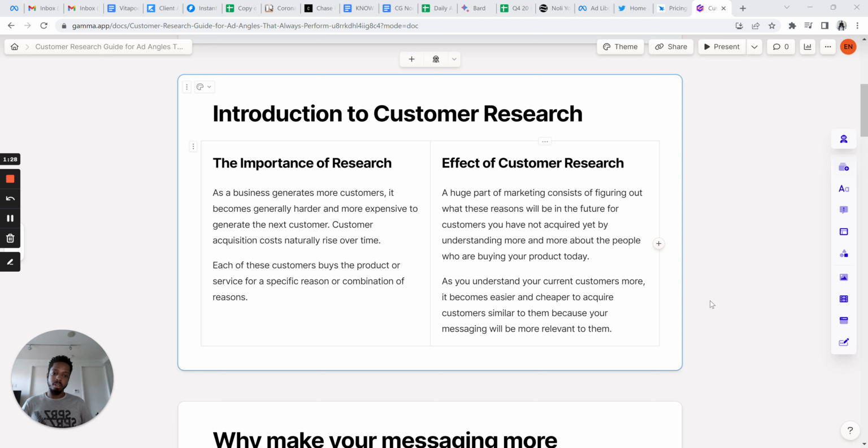A big part of marketing is about figuring out what these reasons will be for future customers and then feeding those reasons to them. And you can't do that unless you understand your customers, right? If you understand the people who are going to buy from you, then you can say, okay, they're going to buy for this reason, so let's present that to them so that they make the purchase. Now, as you understand your current customers more, it becomes easier and cheaper to acquire customers similar to them in the future because your messaging is going to make sense. It's going to be relevant, all right?